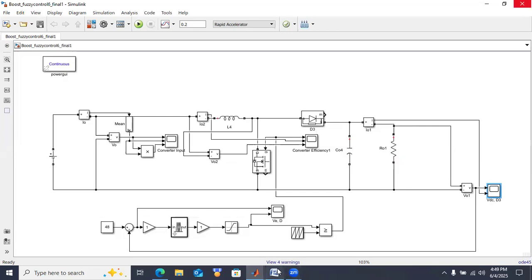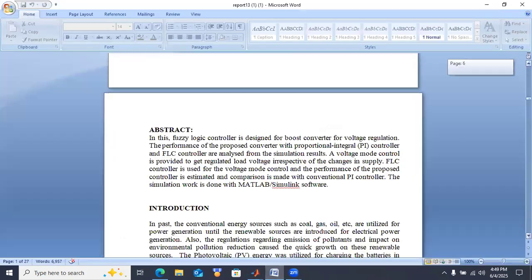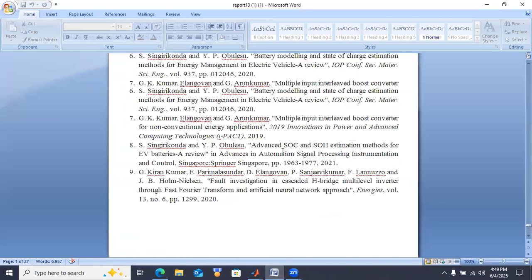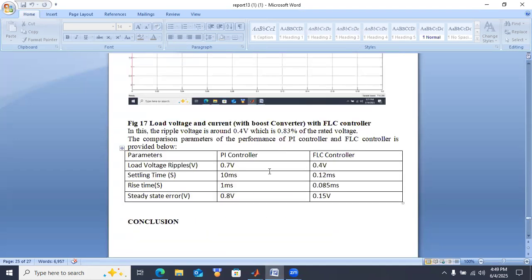Here in the report, we have tabulated the results. Here for the PI controller, what is the load voltage ripple, settling time? For the fuzzy controller, what is the settling time, rise time, steady state error? Like that, everything is mentioned here. Steady state error means the error voltage, the difference between the reference and the actual voltage. That is steady state error. Load voltage ripples means those oscillations.